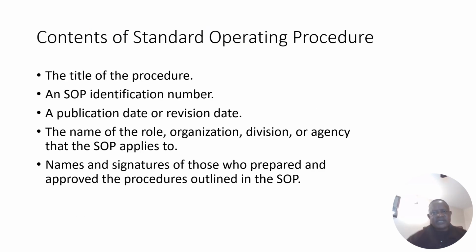The contents of a standard operating procedure. The standard operating procedures have the title of the procedure, for example, access control. They have a standard operating procedure identification number. They have a publication date or revision date, the name, the role, organization, division, or agency that the SOP applies to, and names and signatures of those who prepared and approved the procedures outlined in the standard operating procedure.